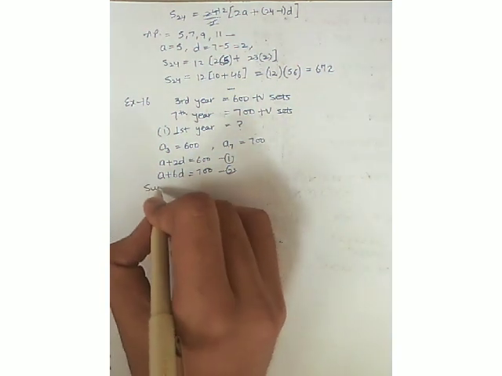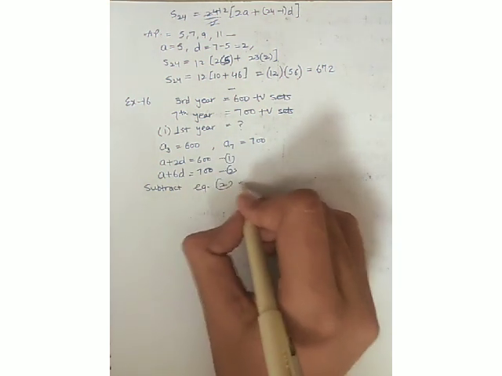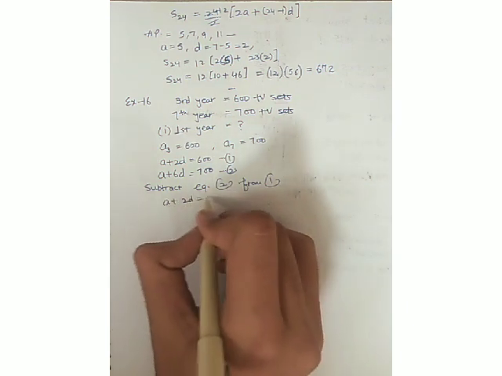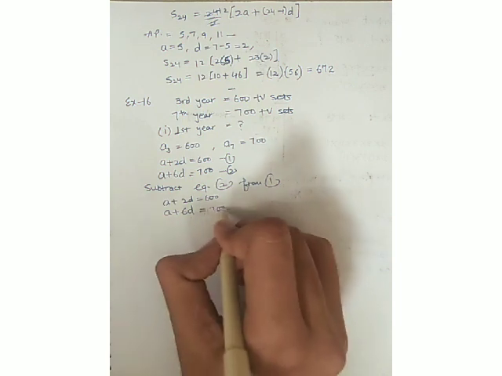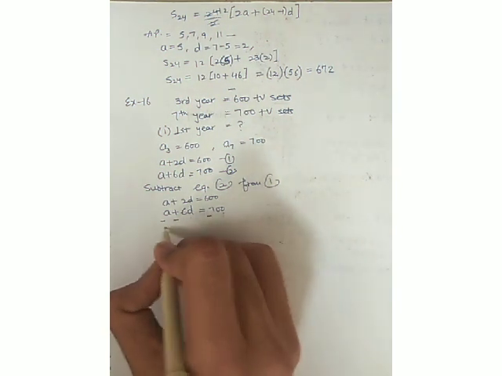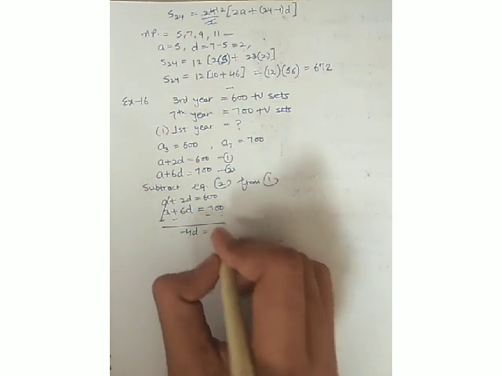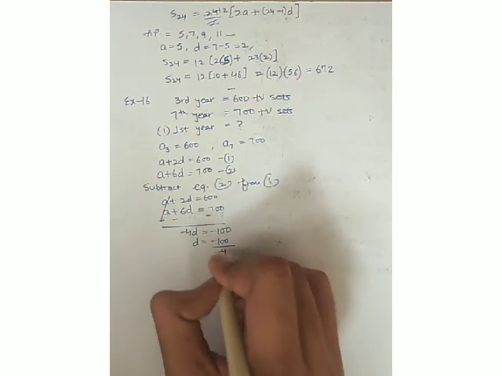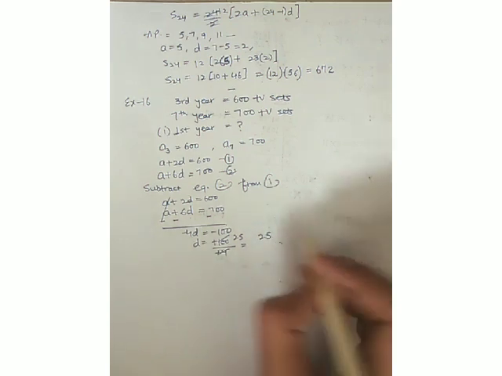Now subtract equation 2 from 1. What will we get? A plus 2D is equal to 600, A plus 6D is equal to 700. The signs will be changed as we are doing subtraction. A will be cancelled. 2 minus 6 is minus 4D, 600 minus 700 is minus 100. D will be equal to minus 100 upon minus 4. Minus will be cancelled and 25 fours are 100. So our D will be 25.